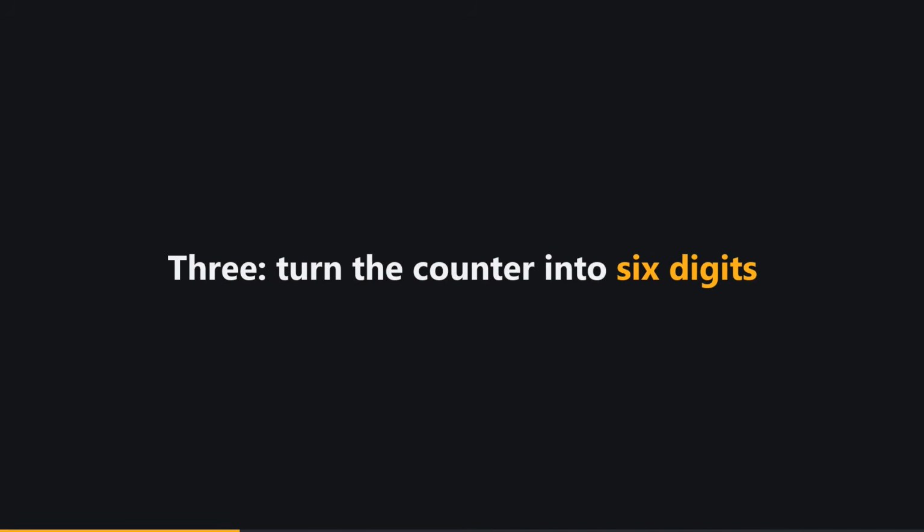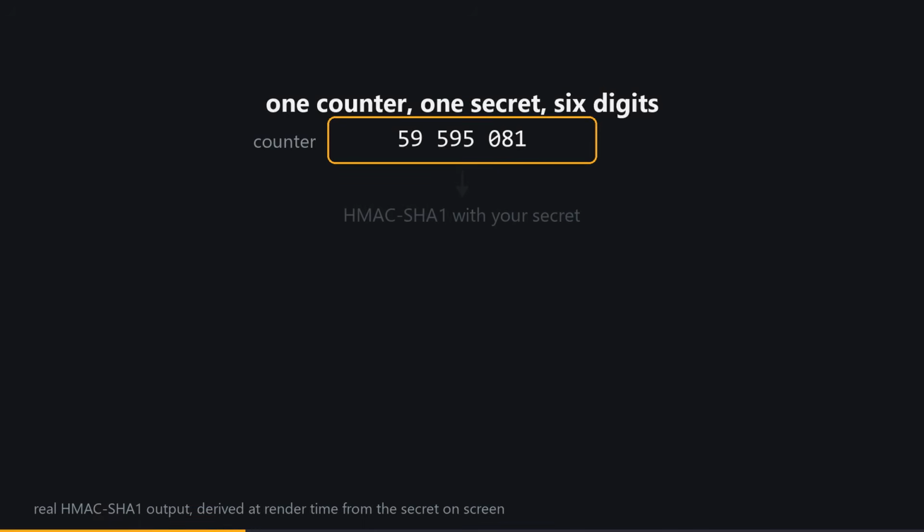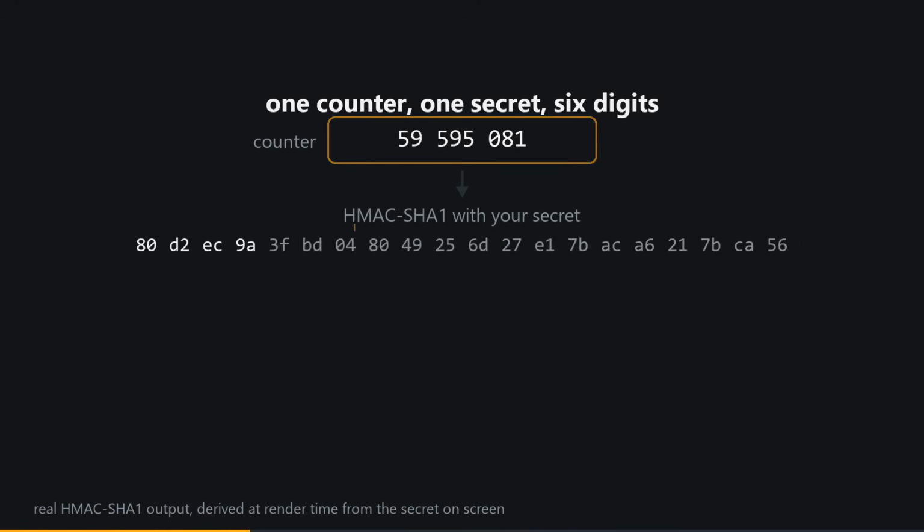Now the part that turns a counter into a code. Feed the counter and the secret into SHA, SHA-1. 20 bytes come out. Look at the last byte. Keep its bottom 4 bits, and you have a number from 0 to 15. Count that many bytes in. Take the 4 sitting there, read them as one number, and keep the last 6 digits.